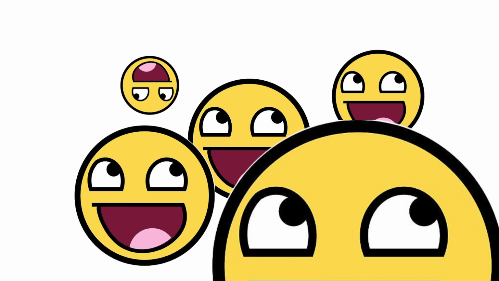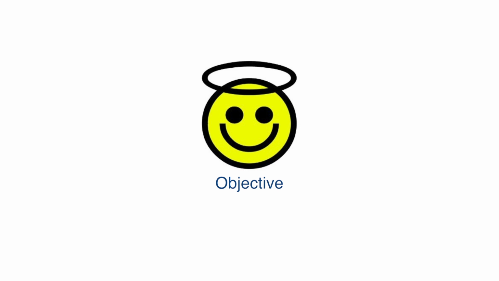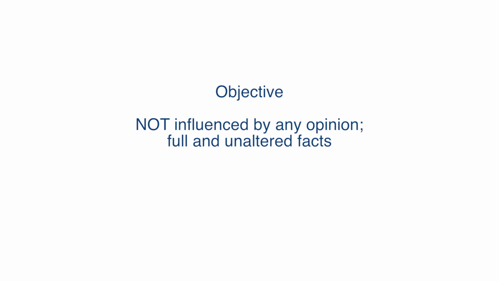Which leads us to our next point. Agendas and biases. You want to try to stay away from these. They reduce the credibility of your source. A good source is always objective. When something is objective, it is not influenced by opinion. So that's the difference between objective and subjective. Objective, no opinion. Subjective, very much an opinion. It is subject to someone's opinion.